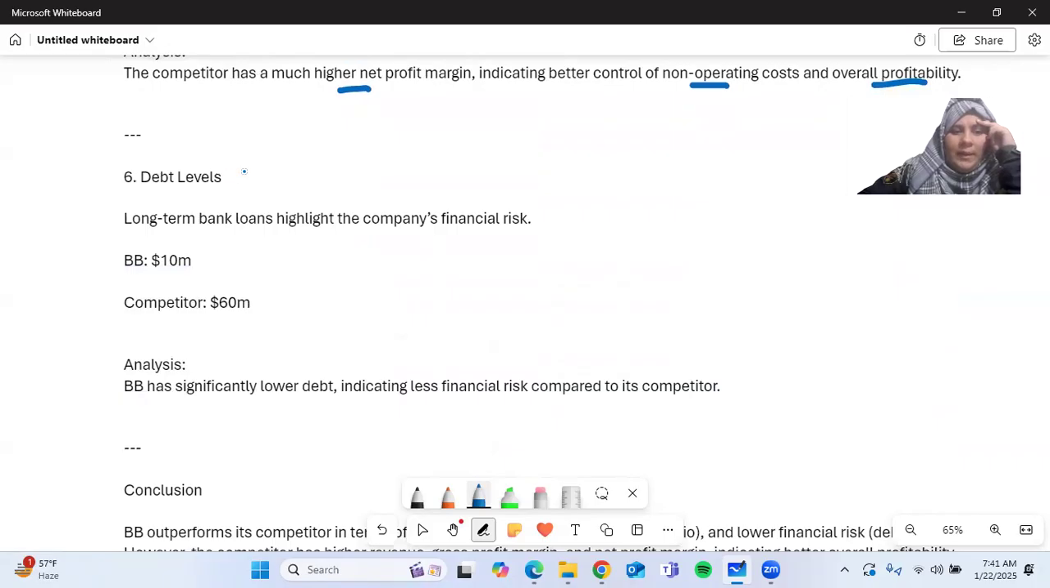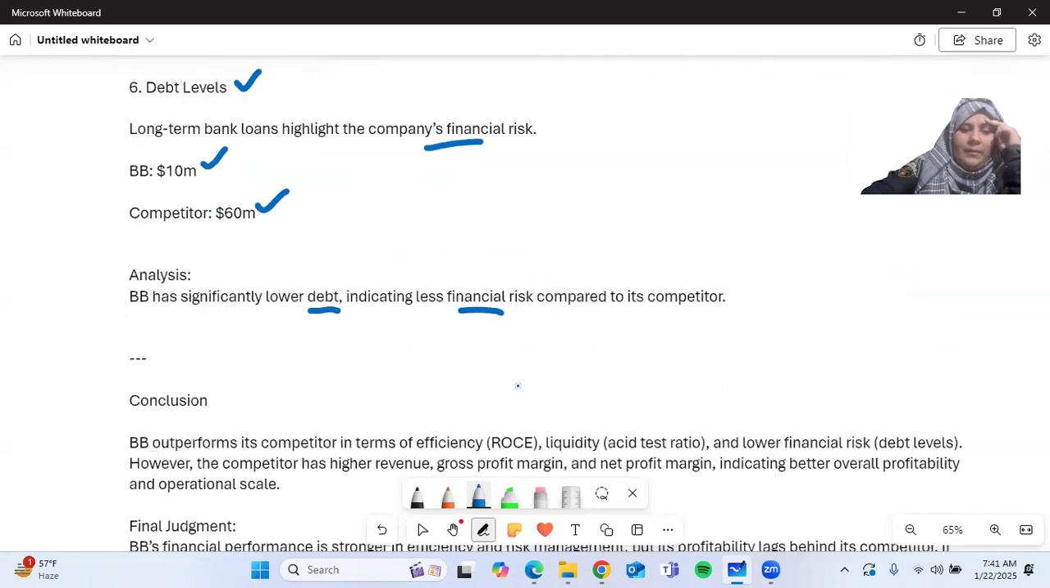Now let's talk about the debt levels. Long-term bank loans highlight the company's financial risk. BB's debt level is 10 million and competitor's is 60 million. BB has significantly lower debt, which indicates less financial risk compared to its competitor.